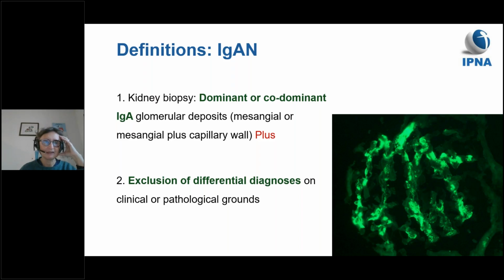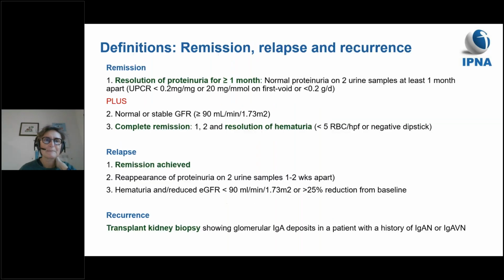So let's start with the definitions. Regarding IgA nephropathy, it is very clear and important to say that the definition is a bioptic one. So a kidney biopsy defines IgA nephropathy when you find dominant or co-dominant IgA glomerular deposits, which can be mesangial or mesangial and in the capillary wall. Plus, you have to exclude a series of differential diagnoses on clinical or pathological grounds, and we'll talk about this a little bit more in detail.